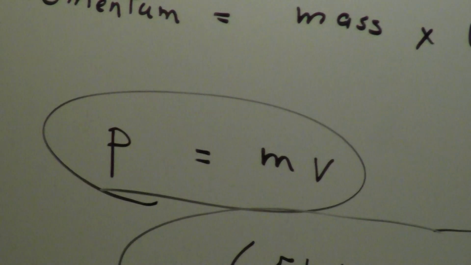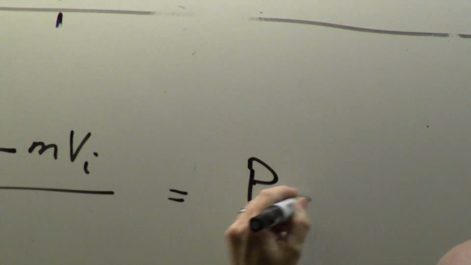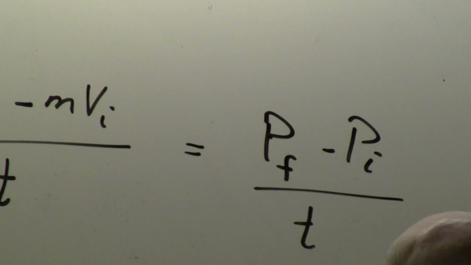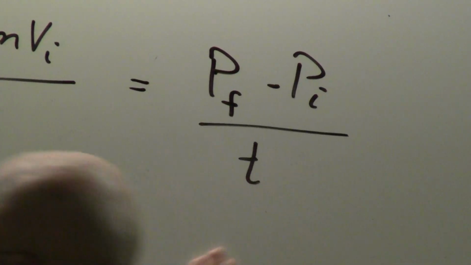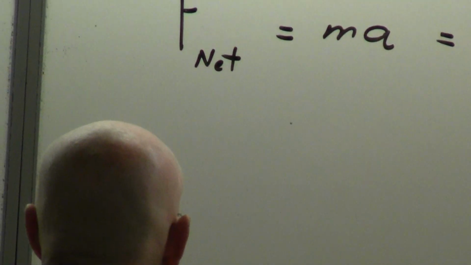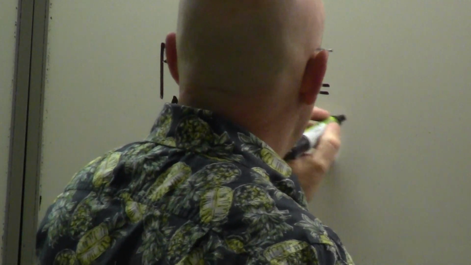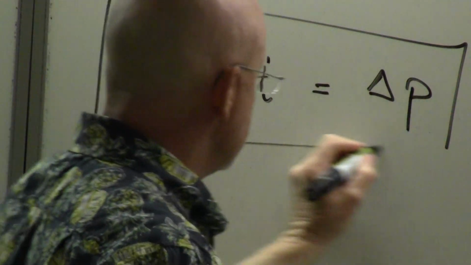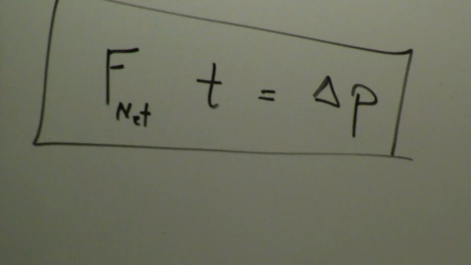I'll keep going. Because I could then simplify this and call this the final momentum and this the initial momentum. And maybe to make this equation look a little bit nicer, I will move this to the other side. And so this would be the net force multiplied by time is then equal to the change in the momentum.